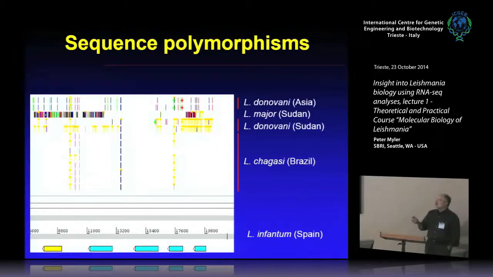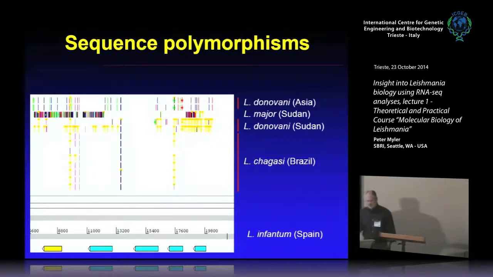You'll then see that the next most similar to this reference is the L. donovani from Asia, which is actually from Sri Lanka. And then the L. donovani from the Sudan was really quite different. I found this result a little bit strange, because this, to me, would indicate that these donovani from Asia were actually more similar to infantum than they were to this donovani from Sudan. So I need to follow up on that a little bit more.